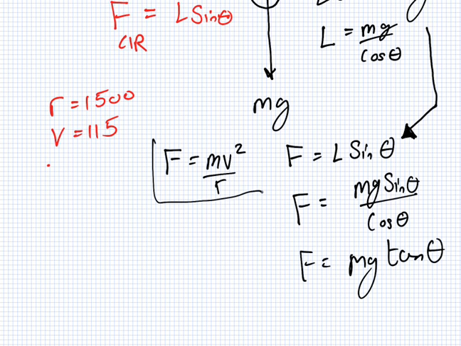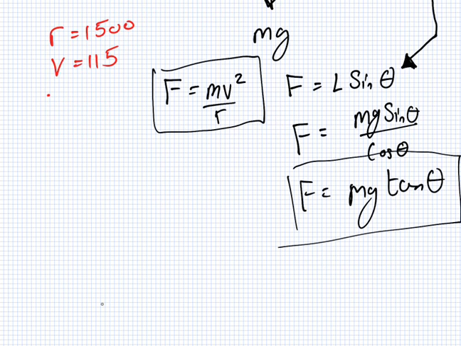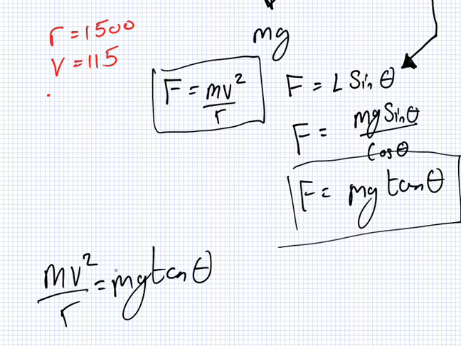Now, this is equal to F, and this is equal to F, so we can put them together. mv squared over r equals mg tan theta. The m's cancel, so you get tan theta equals v squared over gr, which is the equation for banking in applied maths.